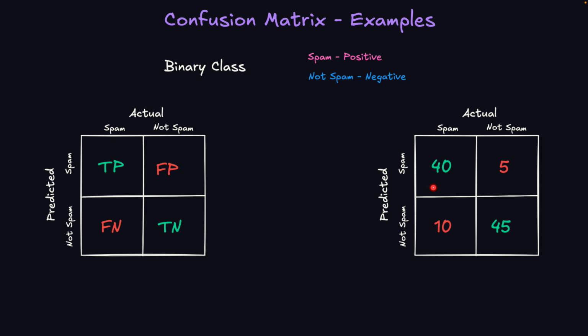Here, we have 40 emails which are actually spam and in fact predicted as spam. But 10 emails which are actually spam are predicted as not spam. And similarly, 45 emails which are actually not spam are in fact predicted as not spam. But 5 emails which are not spam are falsely predicted as spam. Okay. So this is an example of confusion matrix in this particular example.